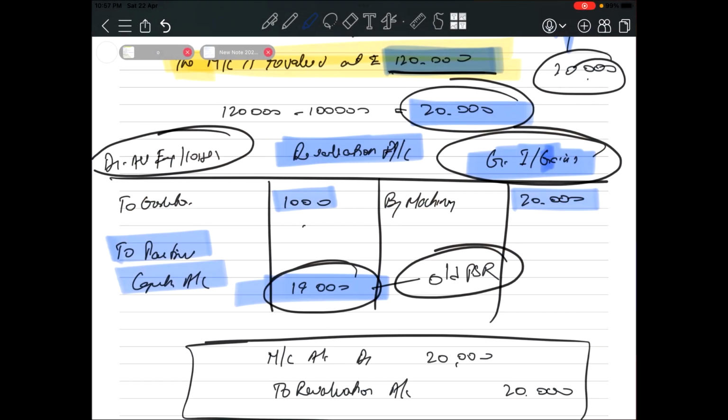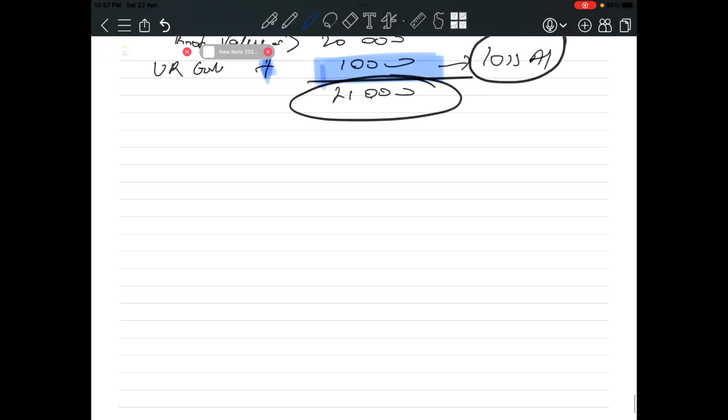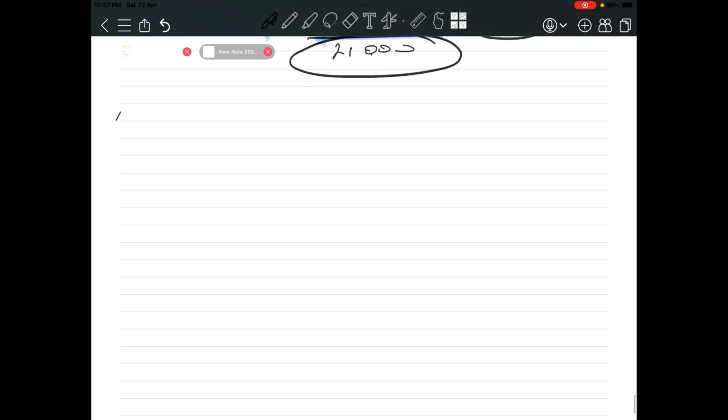Before that, let me just give you a brief on the methods of goodwill. First one is the average method. We know that average method.